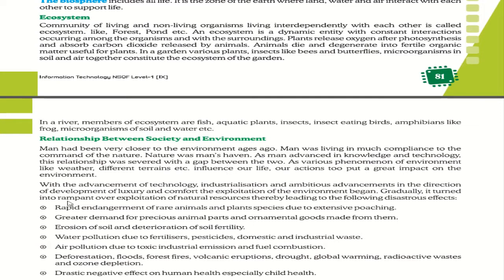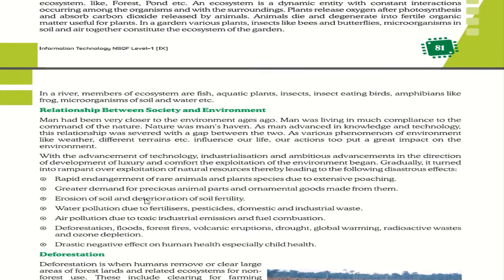What are the great impacts or disastrous effects which affect our society and environment? Rapid endangerment of rare animal and plant species due to extensive poaching, greater demand for precious animal parts and ornamental goods, erosion of soil and deterioration of soil fertility, water pollution due to fertilizers, pesticides, domestic and industrial waste, air pollution due to toxic industrial emission and fuel combustion, deforestation, floods, forest fires, volcanic eruption, drought, global warming, radioactive waste and ozone depletion, and drastic negative effects on human health, especially child health.